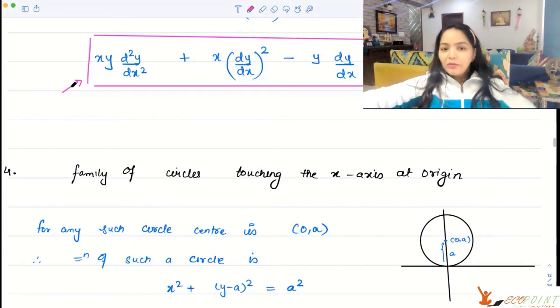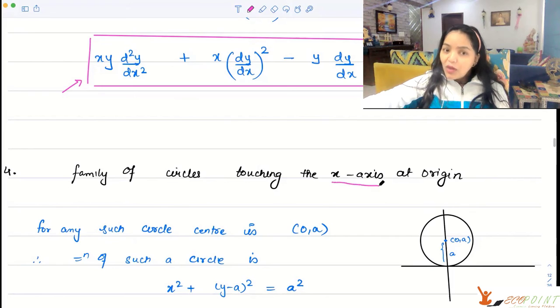Okay. Now, family of circles touching the x-axis at origin. If you talk about circles touching the x-axis at origin, that means the center has to be somewhere here. If this length is a, then this radius is a, basically, right? Because it's just touching the x-axis at origin. That's clear. So any circle of this form will basically have radius a, and the center will be 0, comma a. Because the radius is actually the y-axis value of the center, okay?